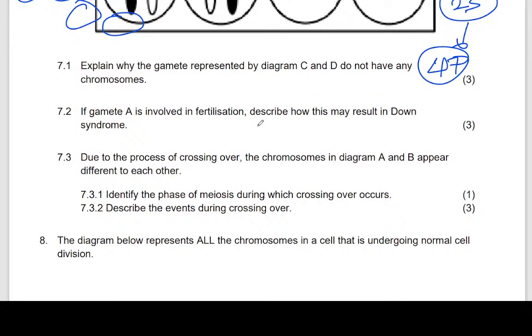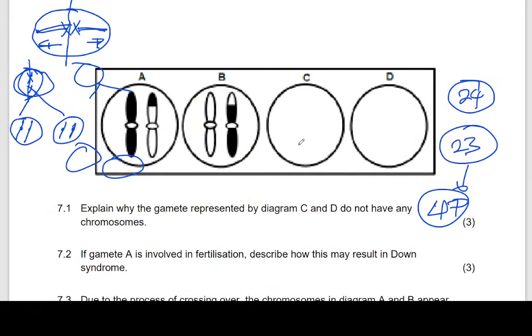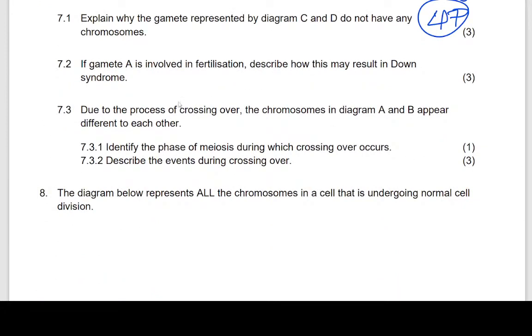Due to the process of crossing over, chromosome in diagram 1, A and B appear different to each other. Identify the phase of meiosis during which crossing over occurs. You see? When does crossing over occur? We say that it occurs in prophase. Prophase. Which prophase? Don't just say prophase. If you say prophase, we cross. You know, crossing is nicer than giving it. It's very difficult to give you a tick than giving a cross.